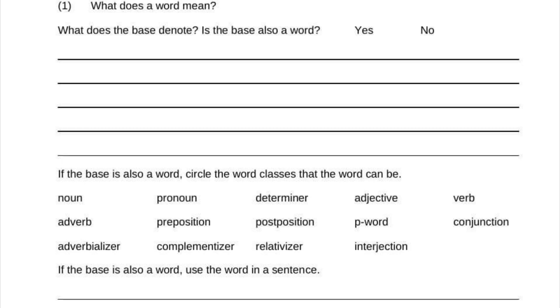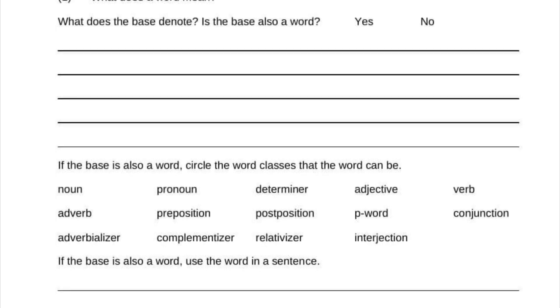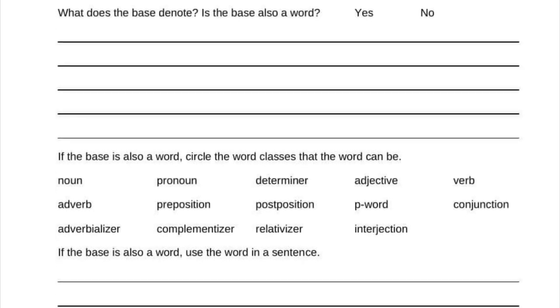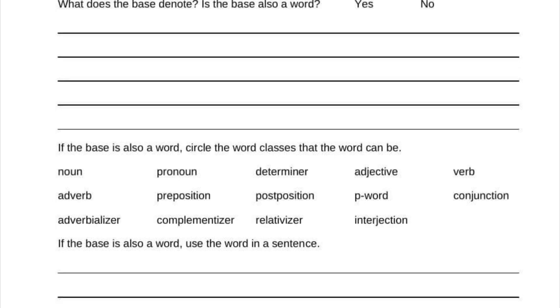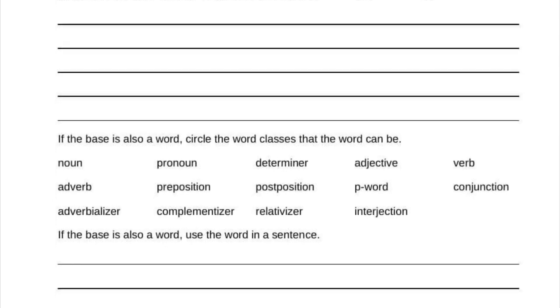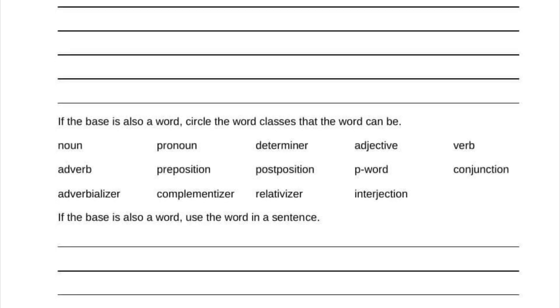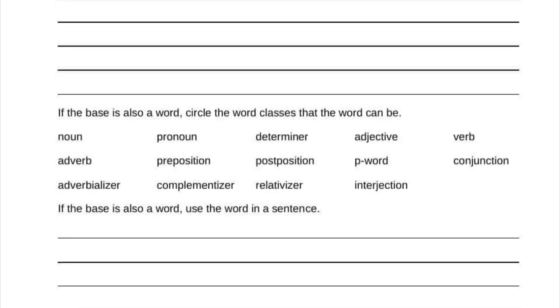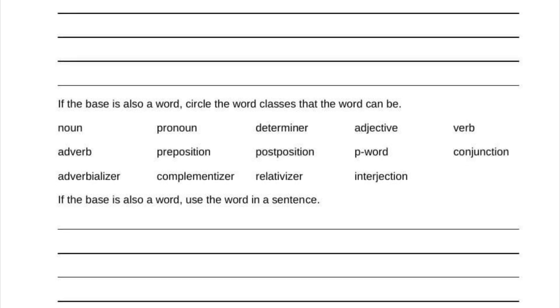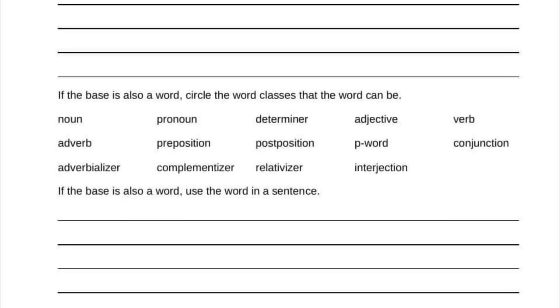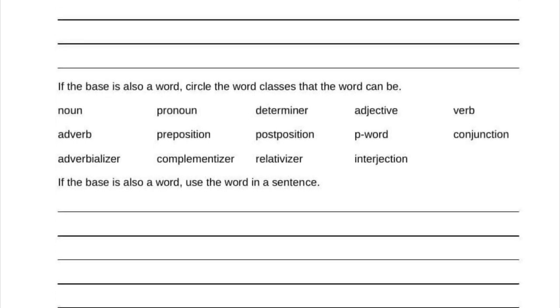Activity 1 answers the question, what does a word mean? The questions explore the denotation or meaning of the base. If the base is a free base, the student determines the word class or classes of the word and uses the word in context. The first activity reminds the student that the primary function of English spelling is to express meaning.